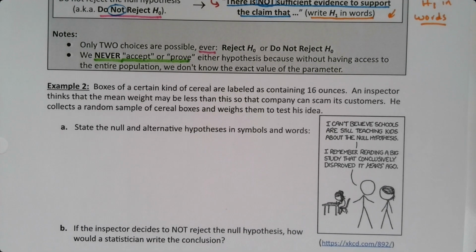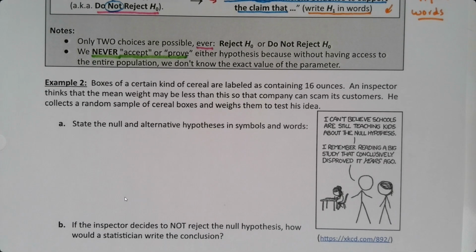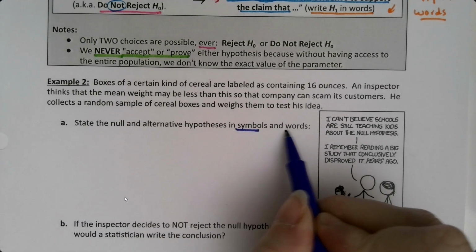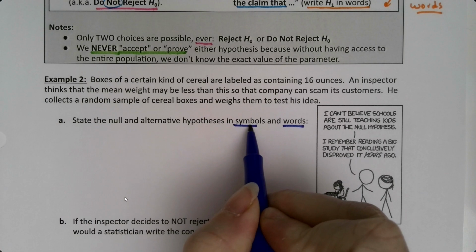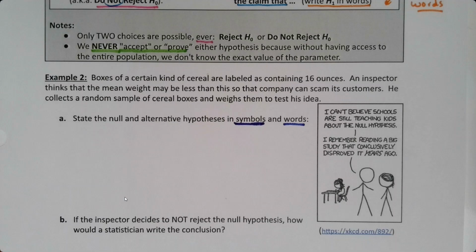Okay, so let's practice this just once. So we have boxes of a certain kind of cereal that are labeled as containing 16 ounces. An inspector thinks that the mean weight may be less than this so that the company can scam its customers. He collects a random sample of cereal boxes and weighs them to test his idea. So we're going to state the null and alternative hypotheses in both symbols and words, just to practice with the words part. We don't normally in a hypothesis test actually do the words part, so we're just practicing here.